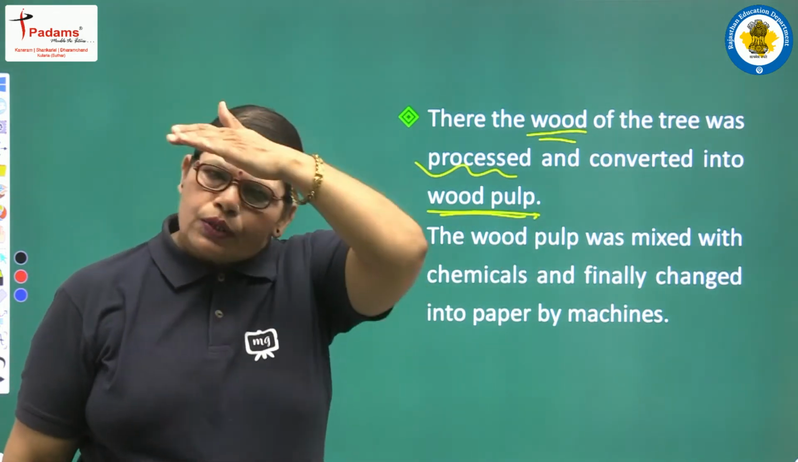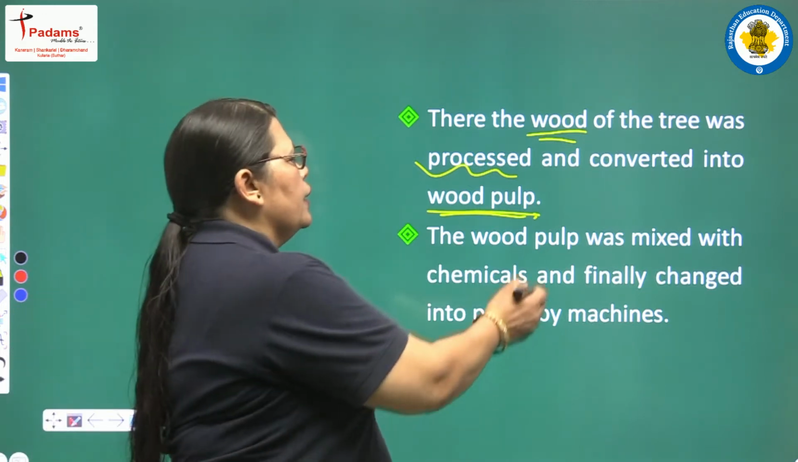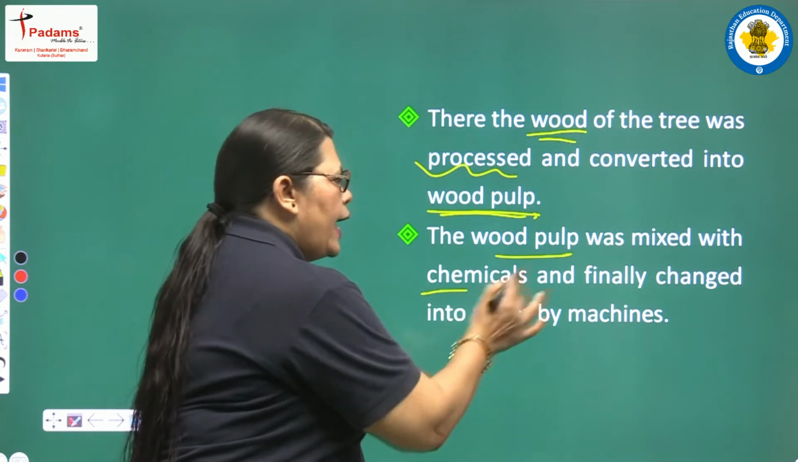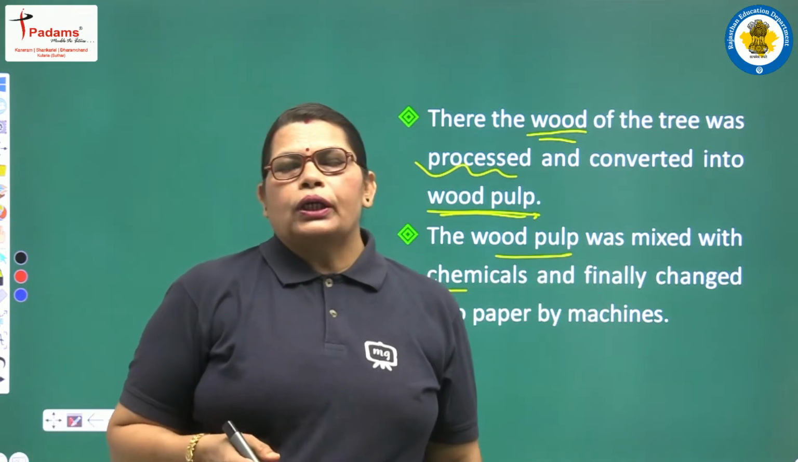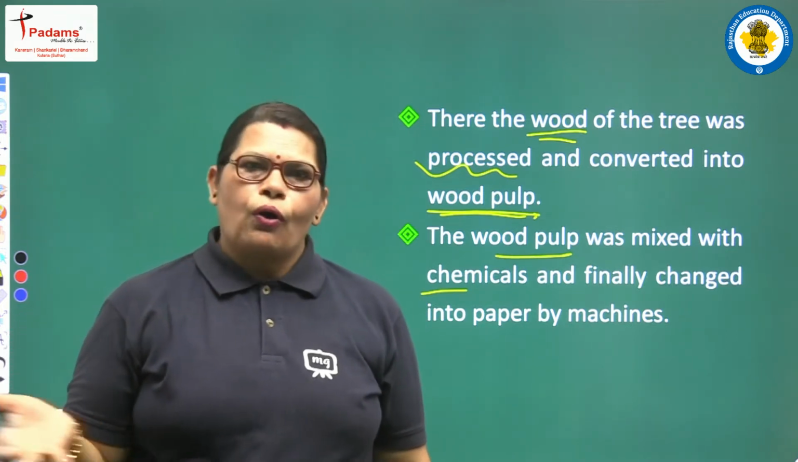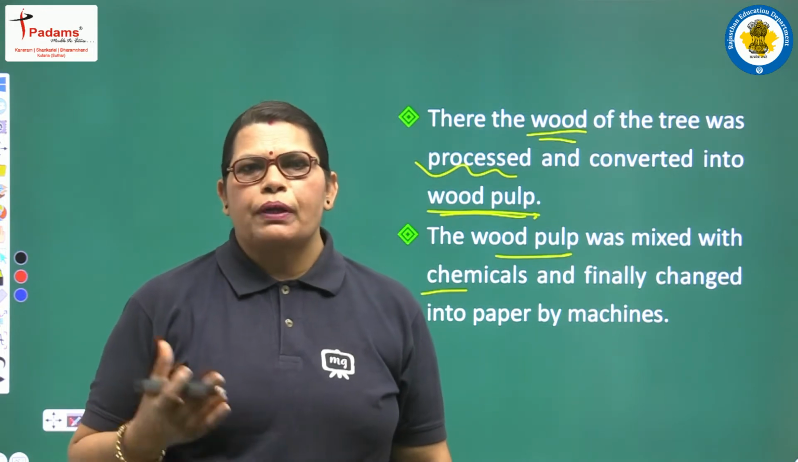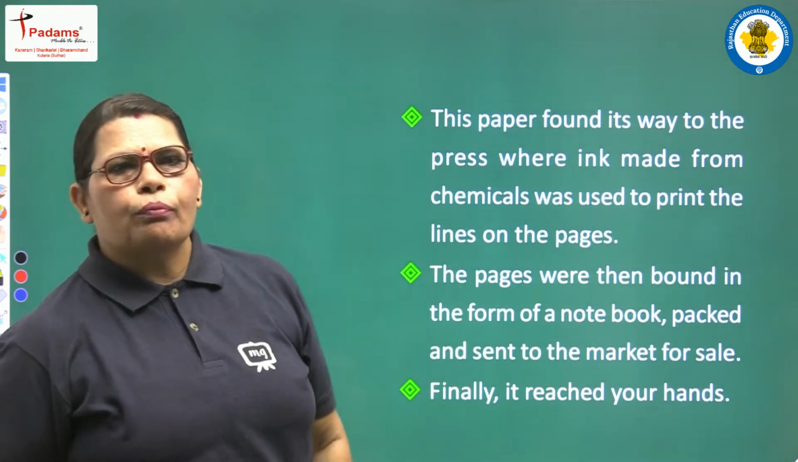See the process of the industry for the purpose of notebook processing. The wood pulp was mixed with chemicals and finally changed into paper by machines. So it's not a simple process. It's okay, you are purchasing notebooks from the bookshops, but it is not a simple processing method. See the processing method of notebook making.